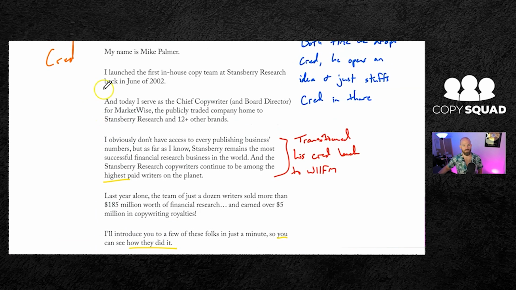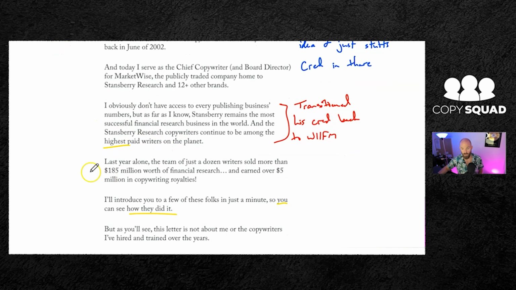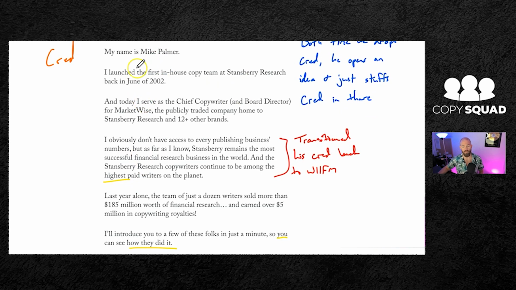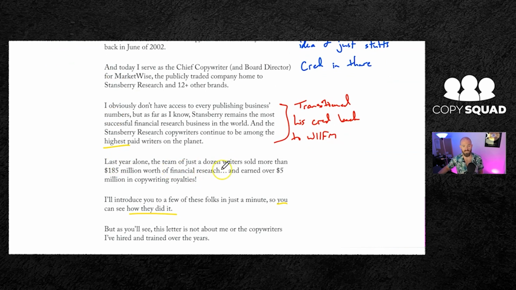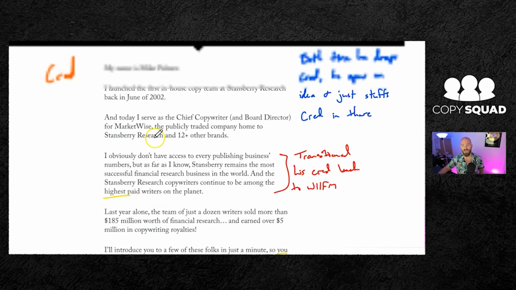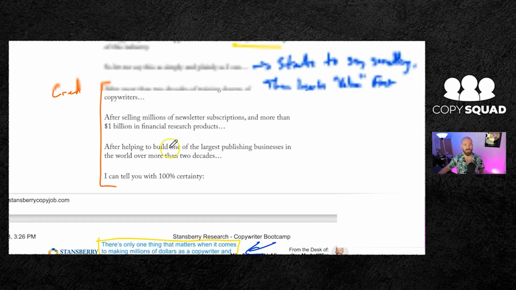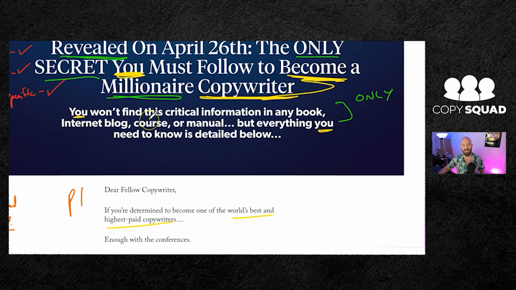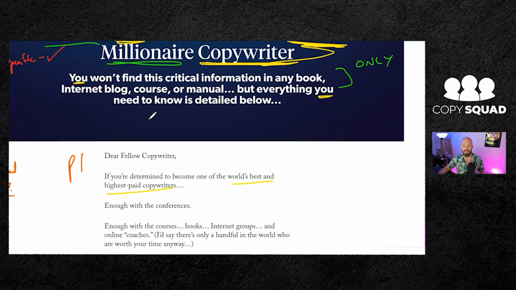And again, what's important about this idea of the other writers making 5 million is that is cred as well. That's cred that it's possible, that you could do it too, that it's not just Palmer. He's not just the one guy at the top 1% collecting all the money. He has a team of a dozen writers who sold over 185 million and earned over 5 million in copywriting royalties.